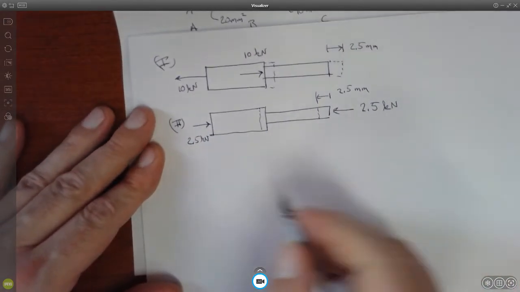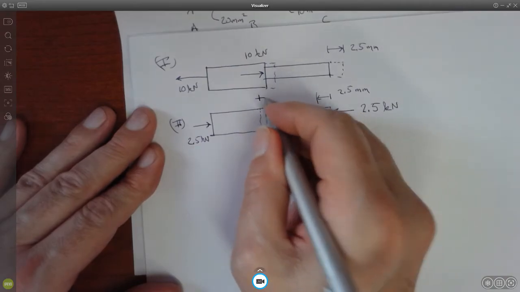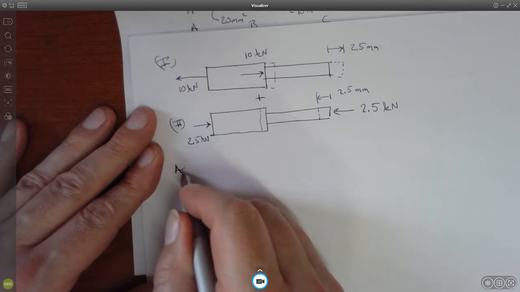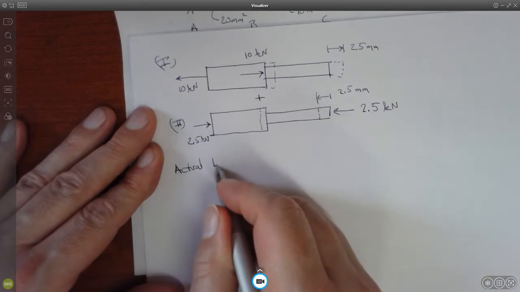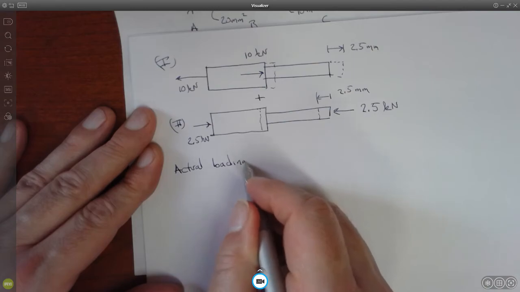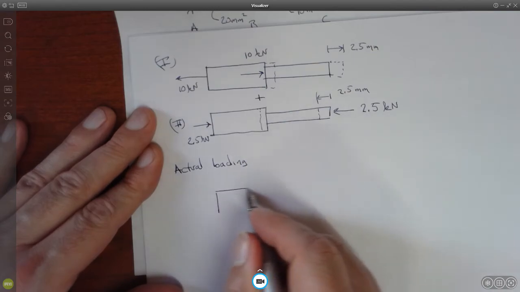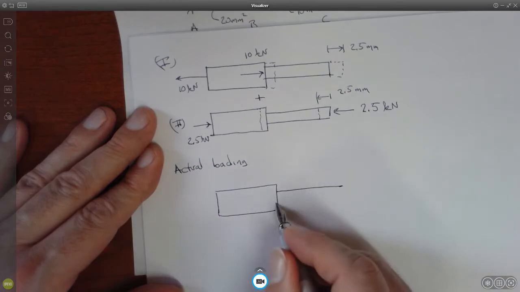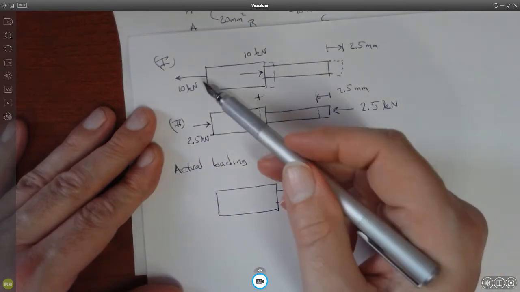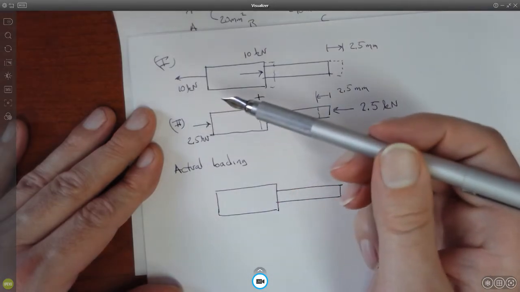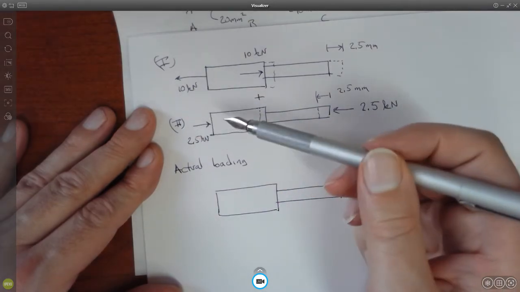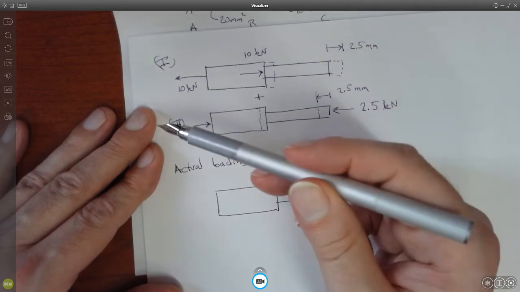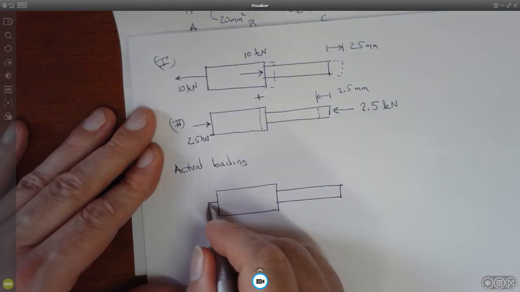So that means the actual, we're going to add those together, that in actual is as follows. All right, so we just add up everything we got from the two load cases. All right, so we have 10 kilonewtons acting this way, 10 kilonewtons acting this way, and then 2.5 acting this way. So when we add these together, the net force is 7.5 kilonewtons acting to the left.